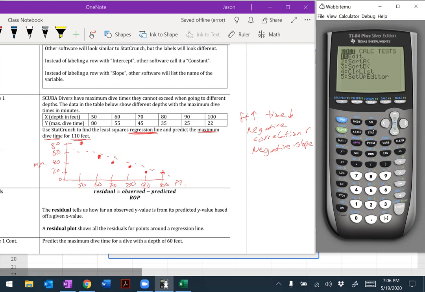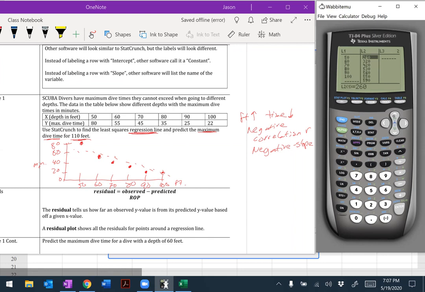So I'm going to go stats and then edit. I want list 1 to be my x values. That's going to be 50, 60, 70, 80, 90, and 100. I'm going to delete everything else.